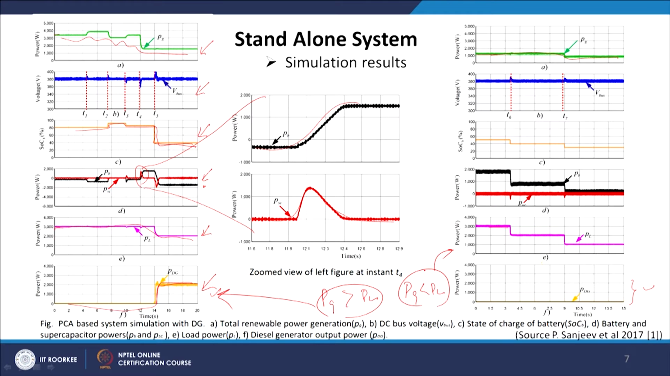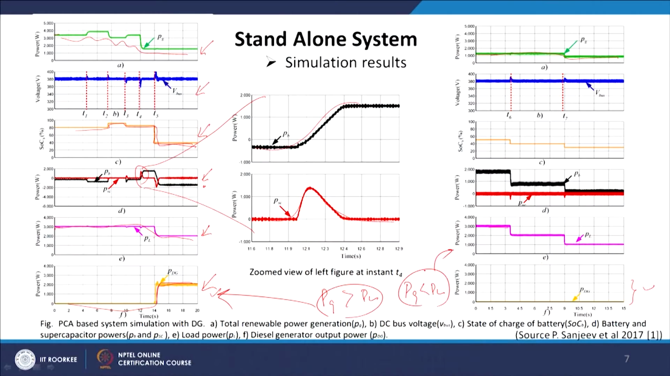So, it is certainly clear that when your generation is more than the load, the diesel generator may not be brought into the system operational conditions, whereas when the generation from the renewables is less, the DG comes into play. But the characteristics depend on the battery status and how they have been designed. So, we can clearly see that only when the battery falls below a particular SOC does the DG come into active operation.